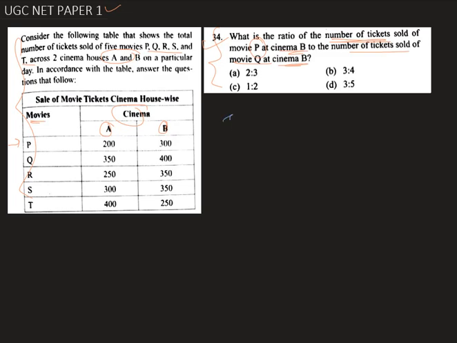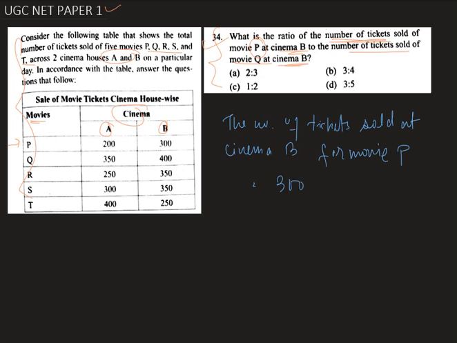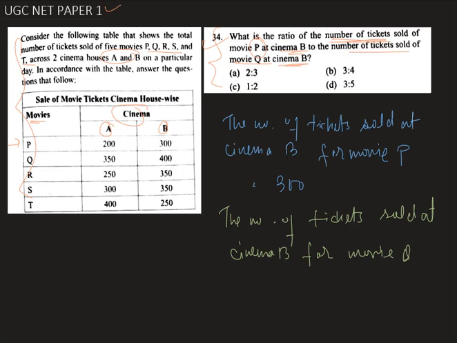Okay, the number of tickets sold at cinema B for movie P is equal to 300, and the number of tickets sold at cinema B for movie Q is equal to 400.